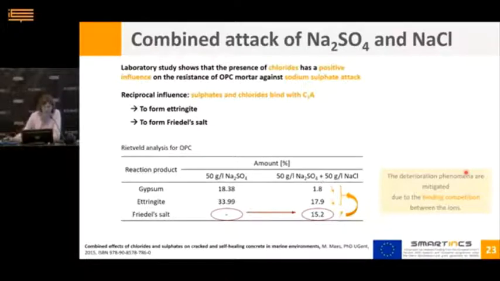And from the results, you can clearly see that in the solution where only the sodium sulfates are present, gypsum and ettringite could be found, typical for the sulfate attack, no Friedel salt. And then in case the sodium chlorides were added, we have of course less gypsum and less ettringite, but also the Friedel salt has been formed. So the deterioration phenomena that we saw in the case of ordinary Portland cement was now mitigated due to the binding competition between the ions. So this is what we can see from here.